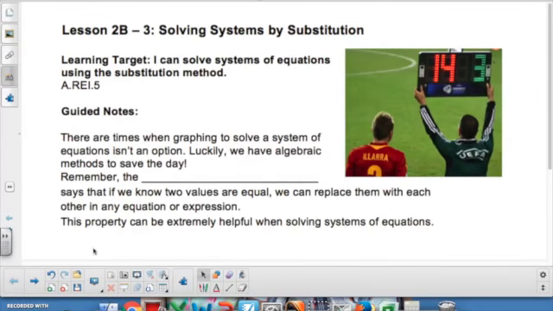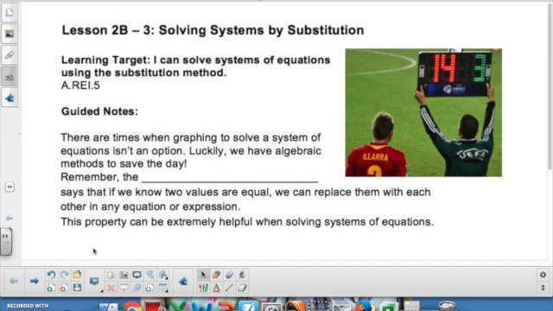Welcome to Unit 2B, Lesson 3. We're going to be solving systems by substitution. This is my personal favorite method, so I'm very excited to be the one to get to explain it to you. So our learning target is that we're going to solve systems using the substitution method.